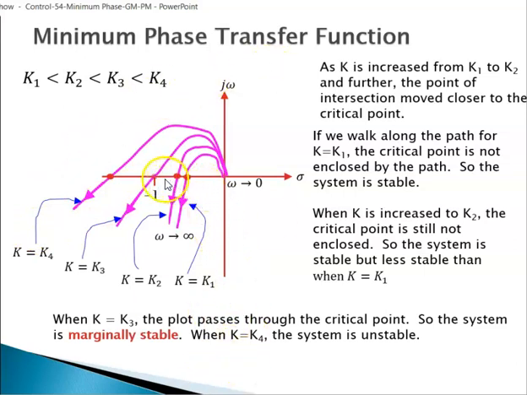So for all values of k, when the point of intersection lies between 0 and minus 1, the system is stable. When the point of intersection crosses this minus 1 point, if it lies anywhere in this region, the system is unstable. So this is marginally stable, on the borderline of stability and instability. That's why we call it a critical point.